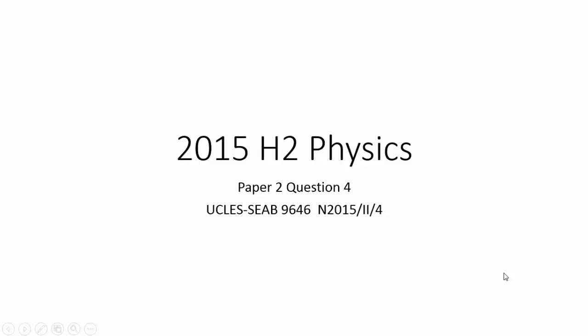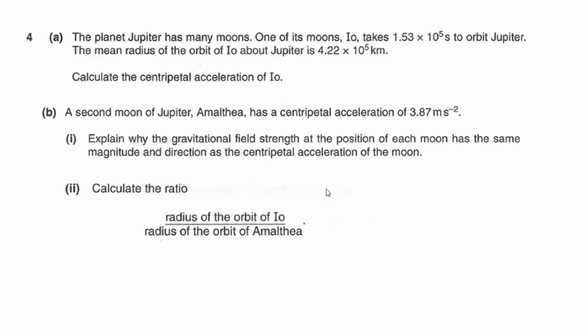In this video, we'll look at 2015 H2 Physics Paper 2, Question 4. Let us have an overview of the question. From the question and the parts asked, it is obvious the question is a gravitation cum circular motion question, for which, in Part A, you are asked to determine the centripetal acceleration of Io.